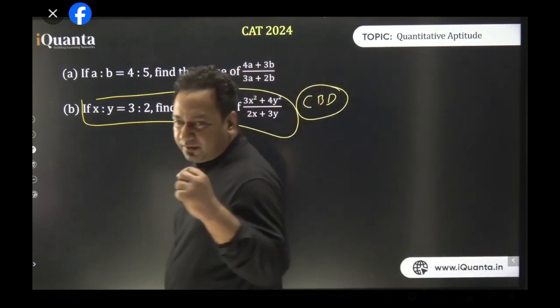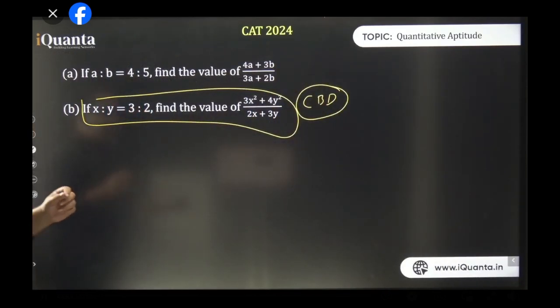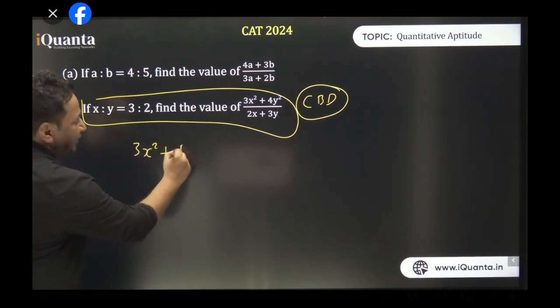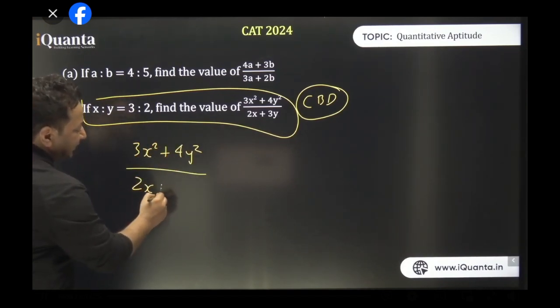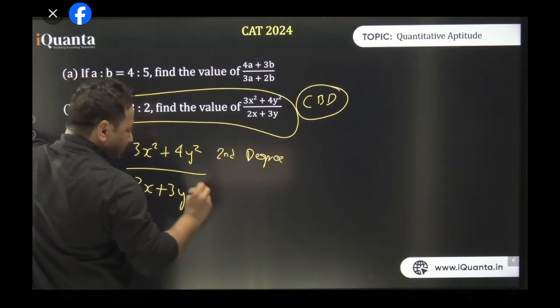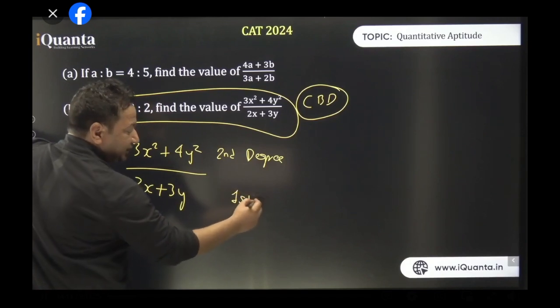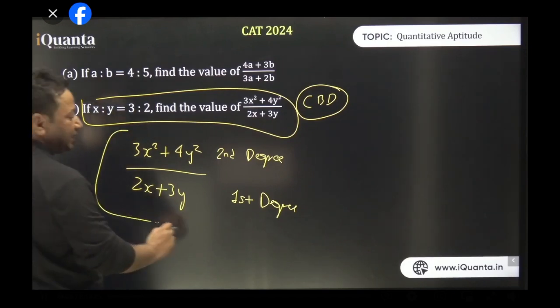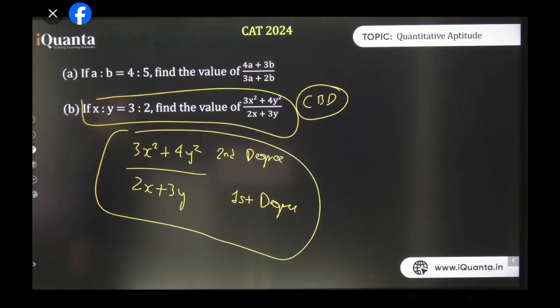By the way, the thing which you need to understand: if you look at the numerator 3x square plus 4y square and denominator is 2x plus 3y, the numerator is a second degree expression and denominator is first degree expression. You know what is degree, right? The highest power of variables. Here it is square, here it is 1. Right? Anurag, of course not. So listen to me carefully. This is the main thing that I wanted to discuss with you guys. The numerator is second degree, denominator is first degree.